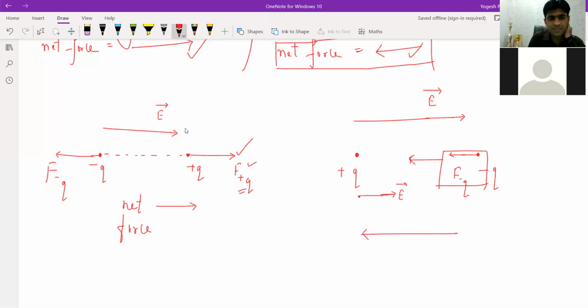So the concept is that the direction in which this electric field is increasing, it will favor the force in that direction. If it is positive, it will favor the positive charge; if it is negative, it will favor the negative charge. Okay, are you getting my point? So that is why the direction of net force in this case will be in this direction.